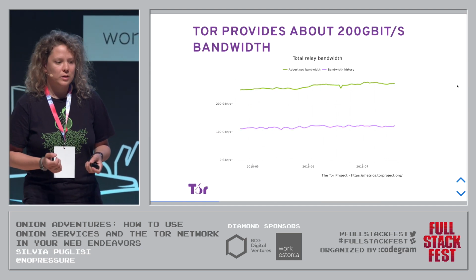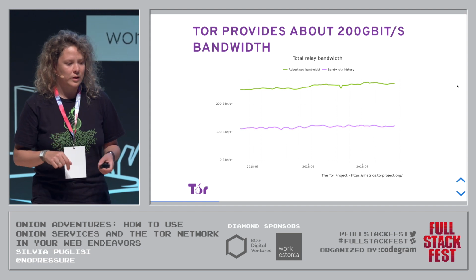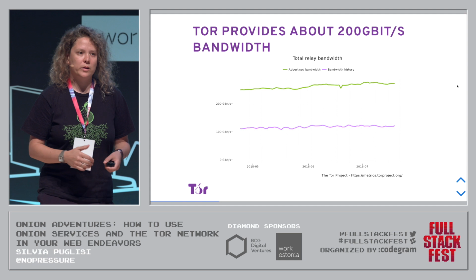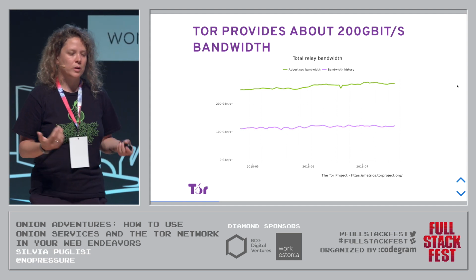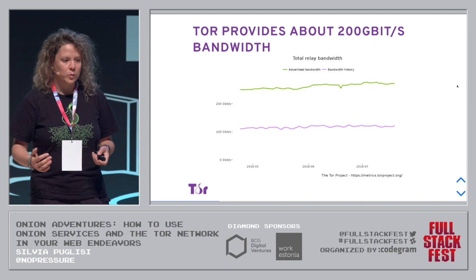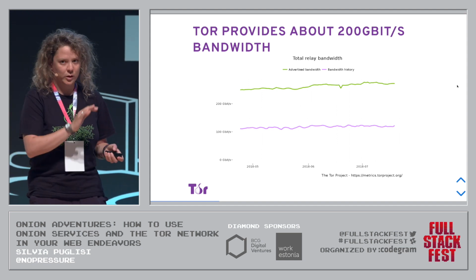This is actually interesting. The lower graph is the bandwidth used, and the upper graph is the bandwidth advertised. So this shows the capacity of the network. It's about 200 gigabit per second bandwidth advertised. A little bit more, actually.